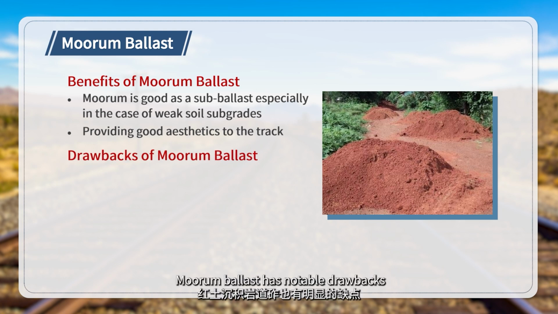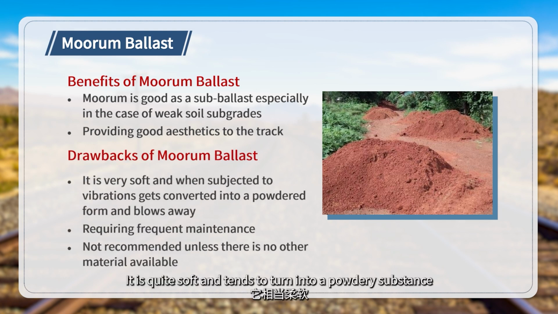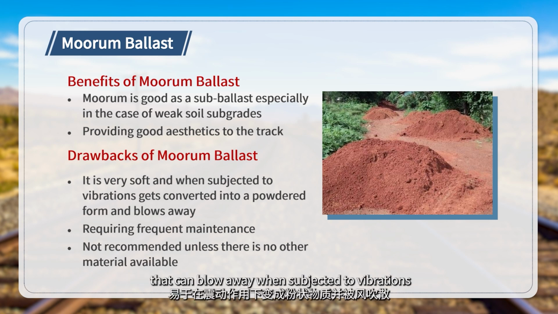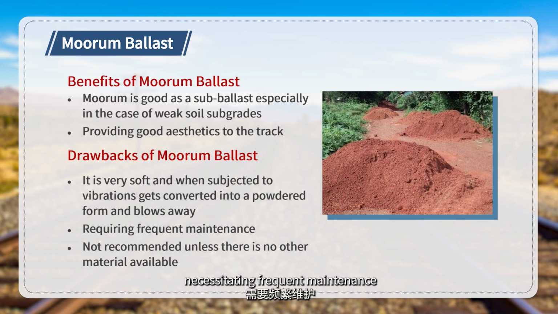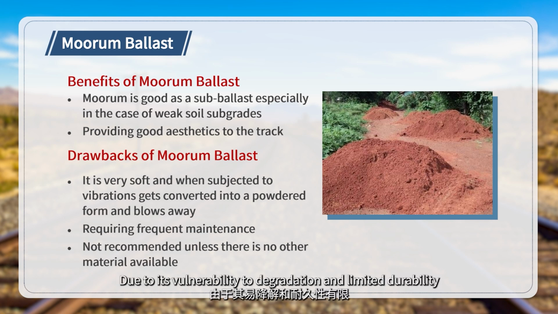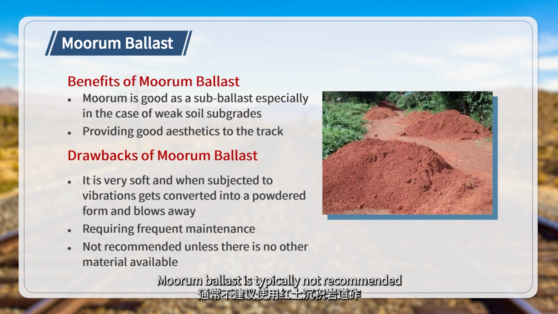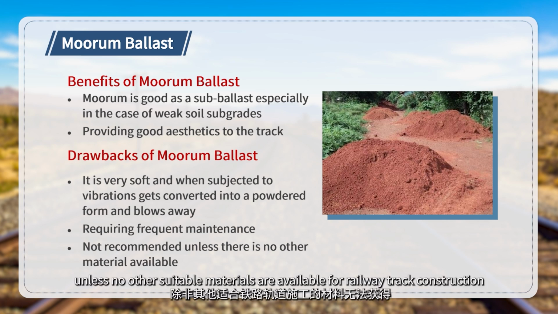However, marram ballast has notable drawbacks. It is quite soft and it tends to turn into a powdery substance that can blow away when subjected to vibrations, necessitating frequent maintenance. Due to its vulnerability to degradation and limited durability, marram ballast is typically not recommended unless no other suitable materials are available for railway track construction.